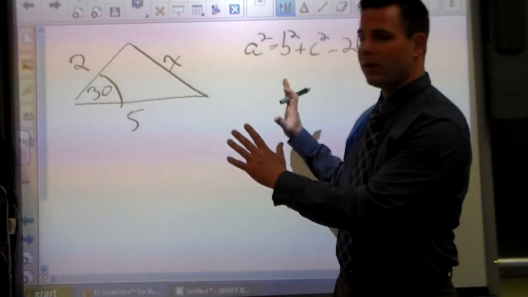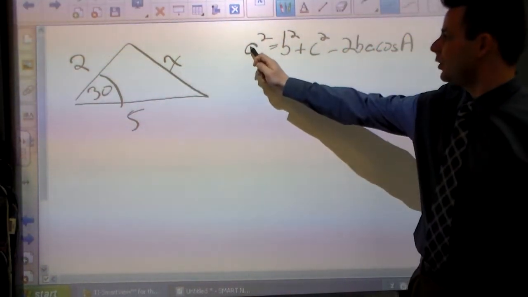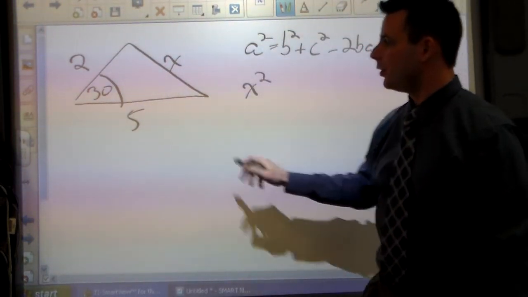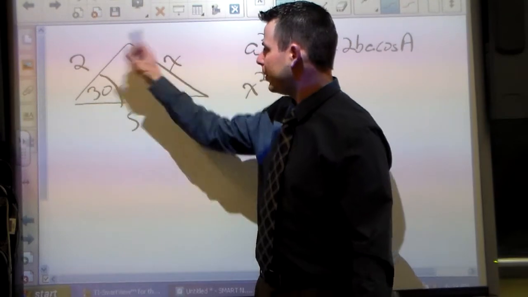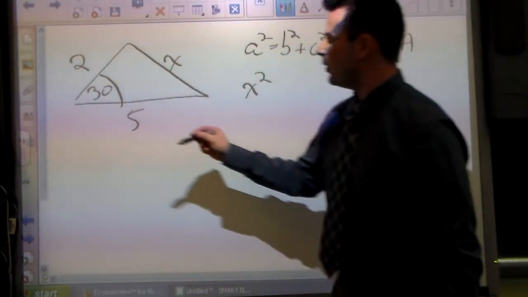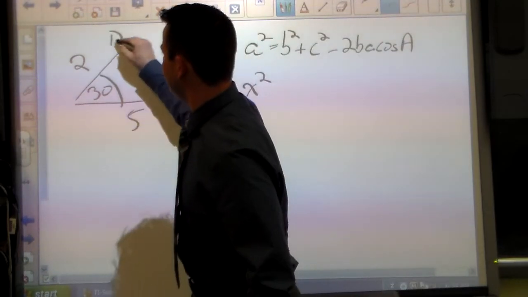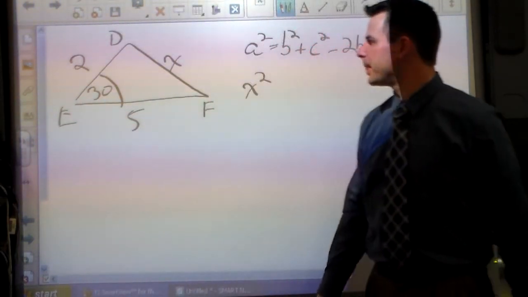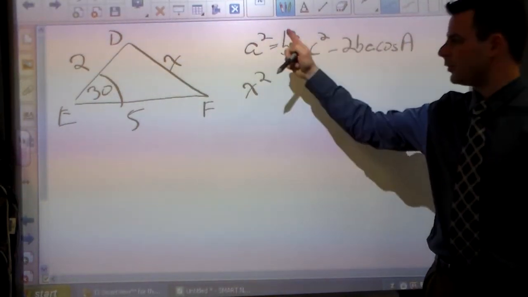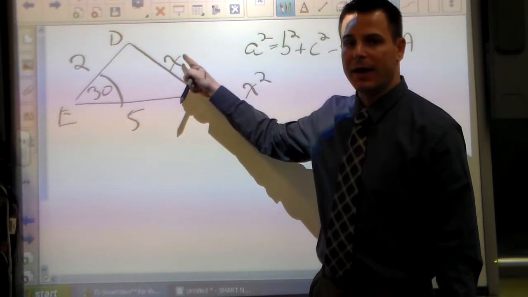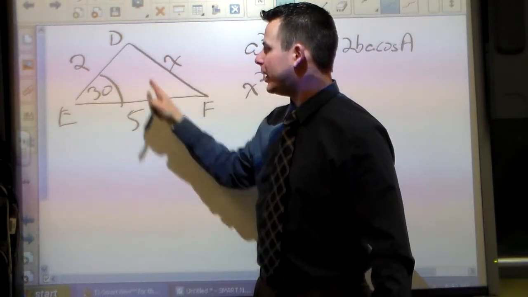Alright, so now the way the law of cosines is working is the side that you're looking for comes first. So in this case we would have x squared. We don't have any sides or angles labeled here. So if this were angle like D, E, F, I wouldn't be concerned with the letters here. I would be concerned with that we're looking for the side opposite the included angle.